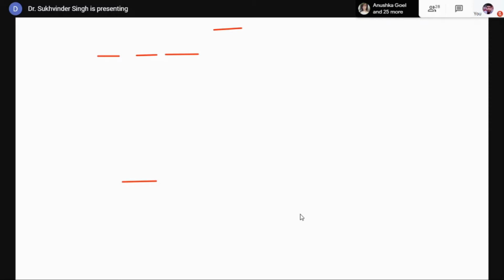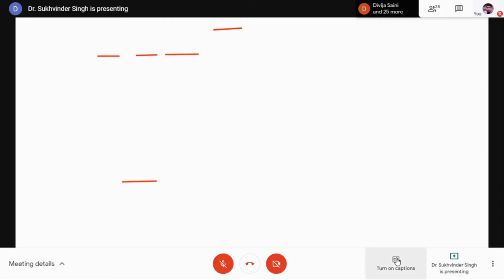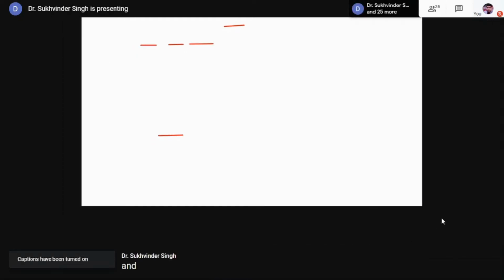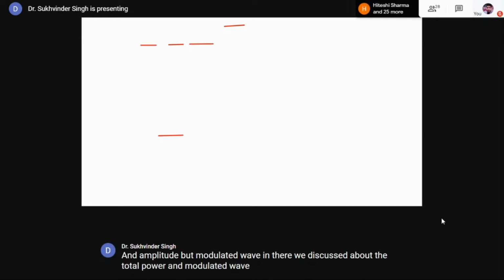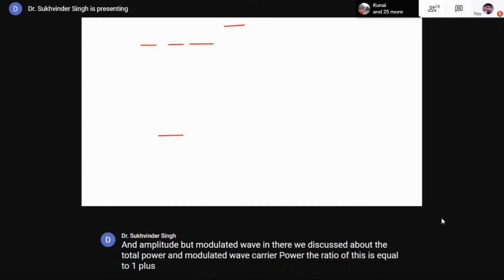With the help of certain diagrams, we explained 0% modulation, 100% modulation, and more than 100% modulation, which leads to distortion of the modulated signal. We also discussed the power content in the amplitude modulated wave. There we discussed the total power in the modulated wave and the carrier power. The ratio of these is equal to 1 plus modulation index square divided by 2.